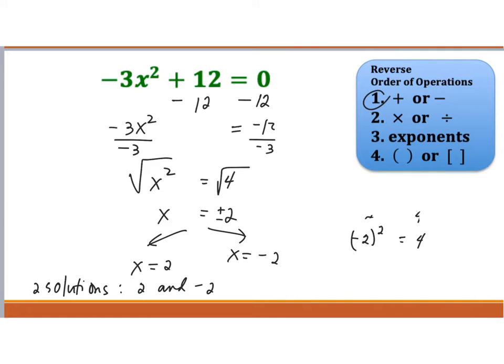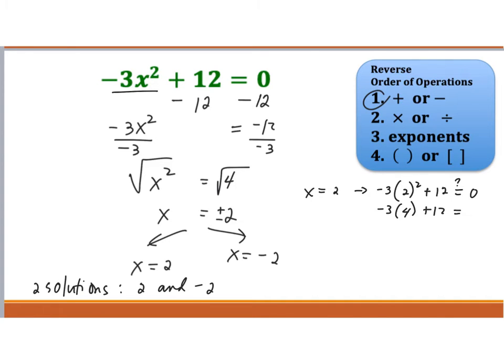And just to check if our answer is correct, let's check if x equals 2 satisfies the equation. So if x is equal to 2, our equation negative 3x squared plus 12 becomes negative 3 times 2 squared plus 12. Is that equal to 0? Let's see. So negative 3 times 4 plus 12, is that equal to 0? Negative 12 plus 12 is indeed equal to 0.